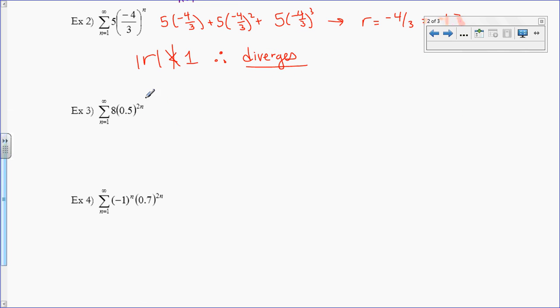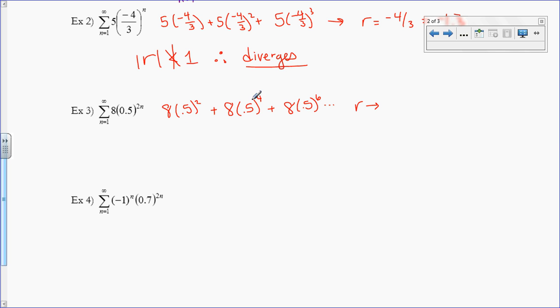All right, I got another exponential down here. Ooh, but there's a 2n. That's weird. So maybe it's not geometric. I'm not sure. So let's figure it out. N equals 1, I got 8 times 0.5 squared. N equals 2, I got 8 times 0.5 to the fourth. I got 8 times 0.5 to the sixth. Ooh, wait, I think this is geometric. Well, in fact, I know it is geometric.